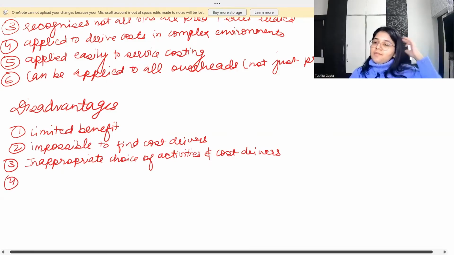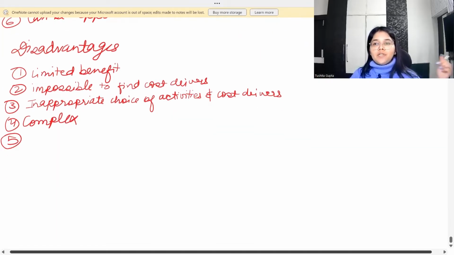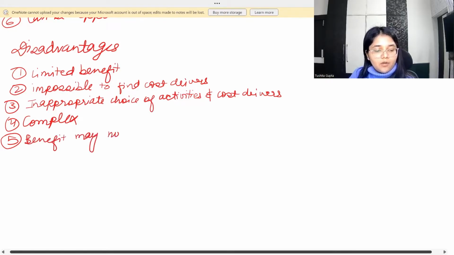Another point that we can possibly think of is that it can be more complex to explain to the shareholders, because the allocation may be done only by some people who are qualified, who have learned how ABC costing works. So it may be complex to explain to the shareholders. Another thing that you can talk about is that the benefit may not justify costs. When it comes to implementing this system, it can be expensive. There may be a possibility that you have spent a lot of money in implementing the system, but you're not getting as much benefit from it.